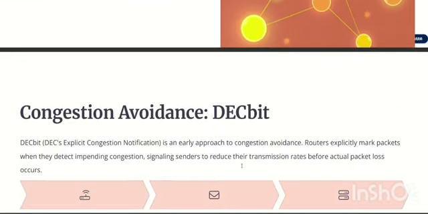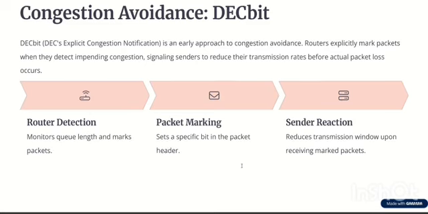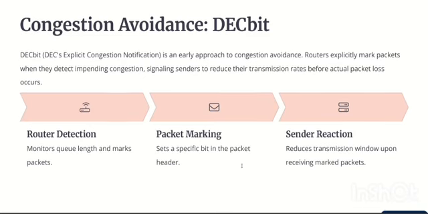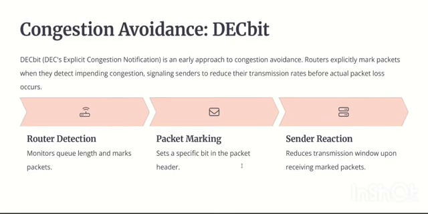Next we see the DECbit mechanism. The DECbit mechanism is an early congestion avoidance method where routers mark packets when congestion is imminent, allowing senders to slow down before the network becomes overloaded.